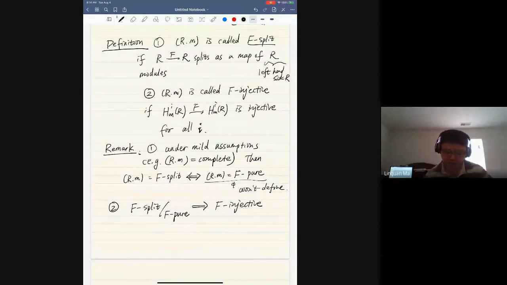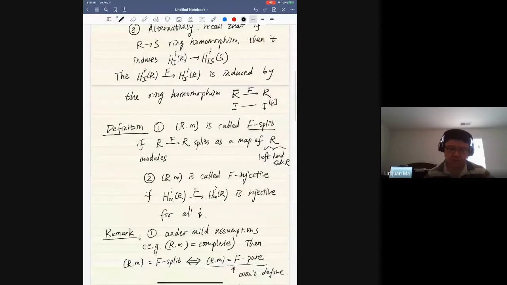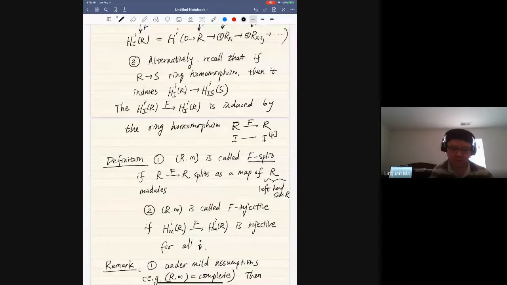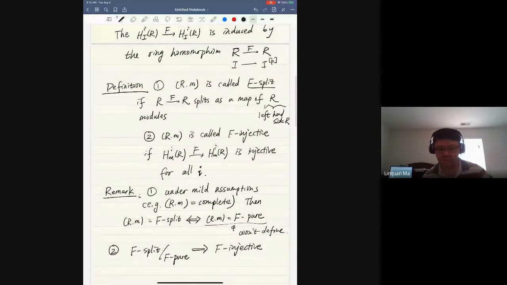It's not hard to prove in the general context, but if you are willing to assume your ring is F-split, then it obviously implies F-injective, because you can use this viewpoint. If you have a ring homomorphism that is split, then of course the induced map on local cohomology is also split, so in particular the induced map on local cohomology is going to be injective. From this point of view, it's very obvious that F-split implies F-injective.